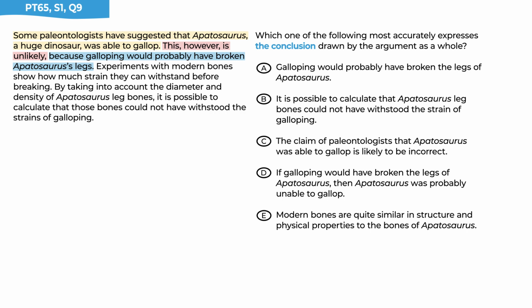And then we get this claim that begins with because, which is introducing support for the previously stated position, followed by this other information. Experiments with modern bones show how much strain they can withstand before breaking. By taking into account the diameter and density of Apatosaurus leg bones, it is possible to calculate that those bones could not have withstood the strains of galloping. This idea is used to support the point that galloping would probably have broken Apatosaurus's legs.